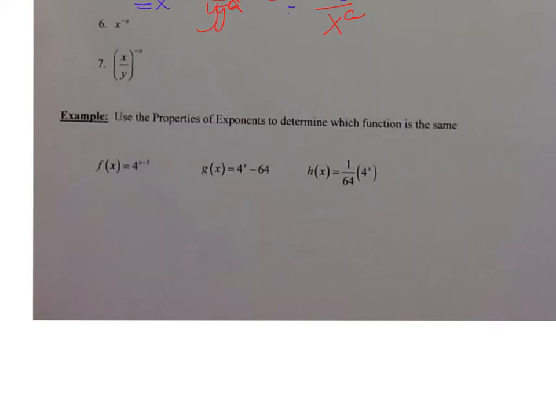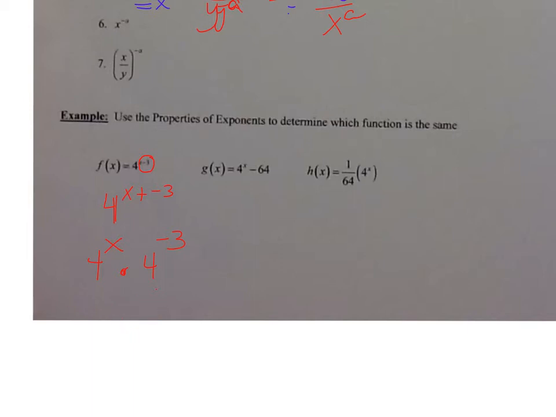So I have here f of x is equal to 4 raised to the x minus 3 power. Since I have x minus 3 up here, that's really 4 raised to the x plus negative 3, which is actually 4 to the x times 4 to the negative 3 power. Because when I have the same base, I add the exponents and I would get 4 to the x minus 3 power.